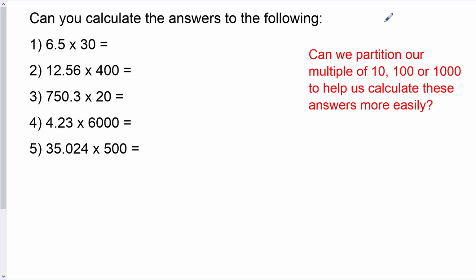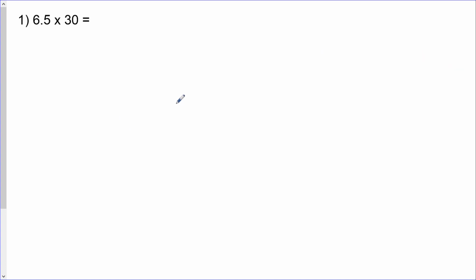Let's have a look at some questions now where we are looking at multiplying by multiples of 10, 100 or 1000. Once again, I'm going to have a go at a couple of these, and then I would like you to have a go yourselves. So just like before, we have a multiplication sum, and this time we have a multiple of 10 that we are multiplying by. We saw earlier that when we were multiplying by the number 10, all we had to do was move the decimal point 1 jump forward because there was 1 zero in the number 10.